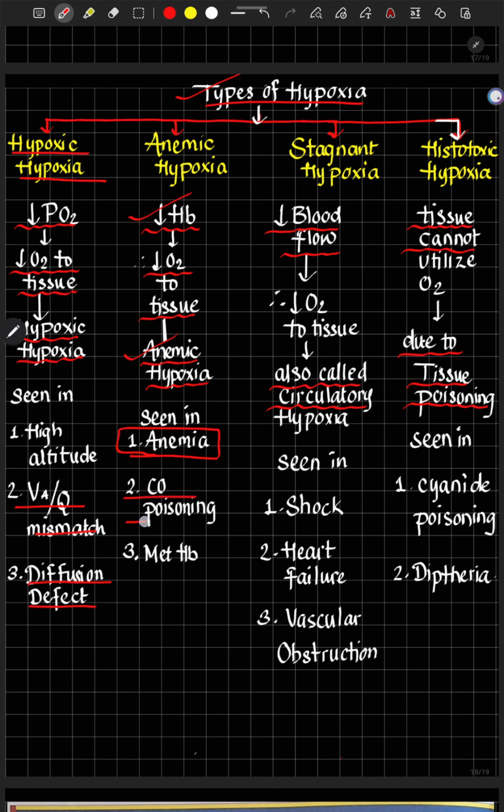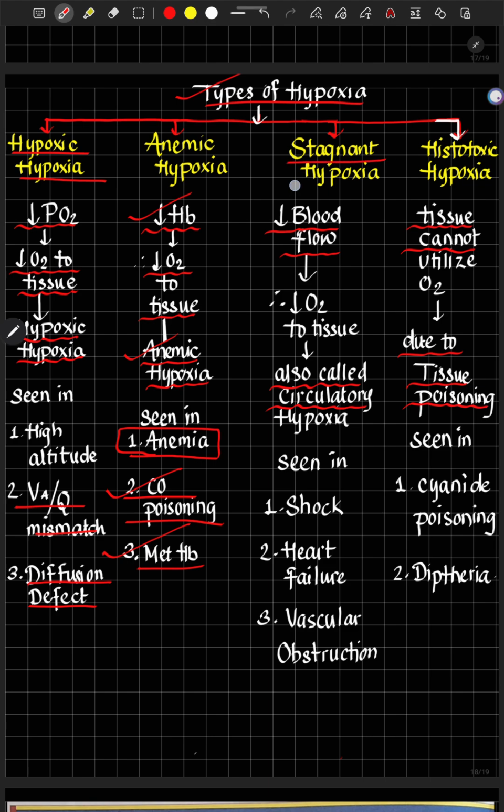Then it is seen in carbon monoxide poisoning. Carbon monoxide has 210 times more affinity than oxygen for binding with hemoglobin. It will form carboxyhemoglobin, so there will be no space for oxygen to bind with hemoglobin. This will cause anemic hypoxia. The second and last example is methemoglobin formation, which again stops oxygen from binding to the hemoglobin.